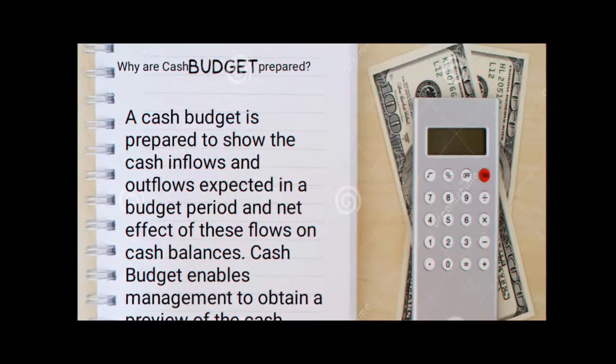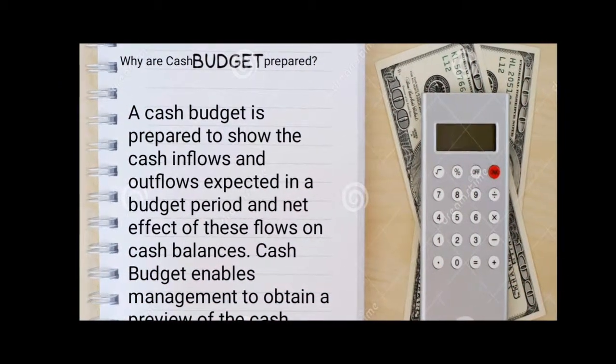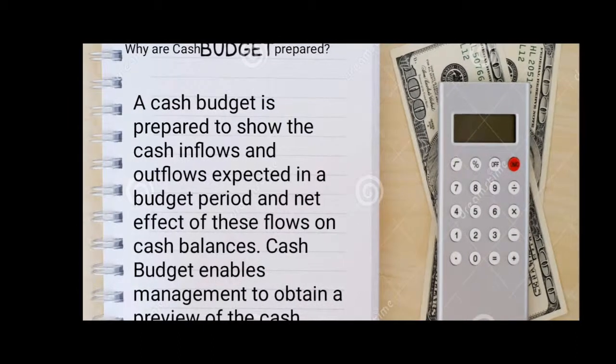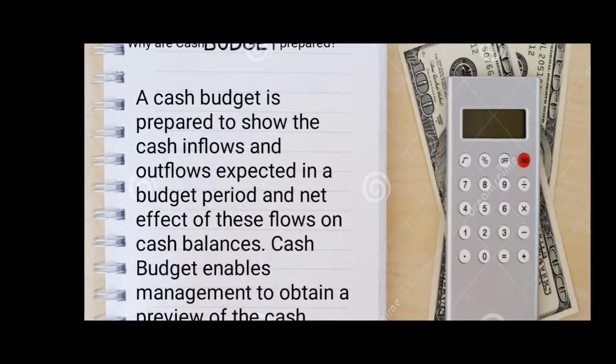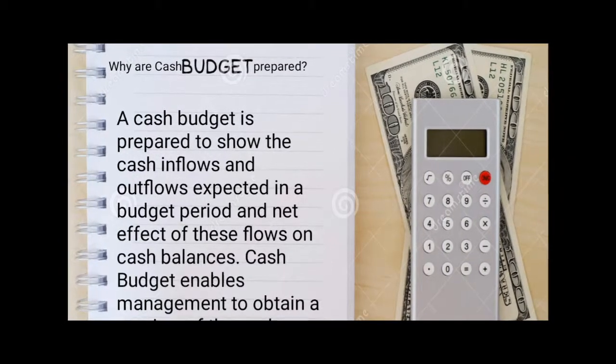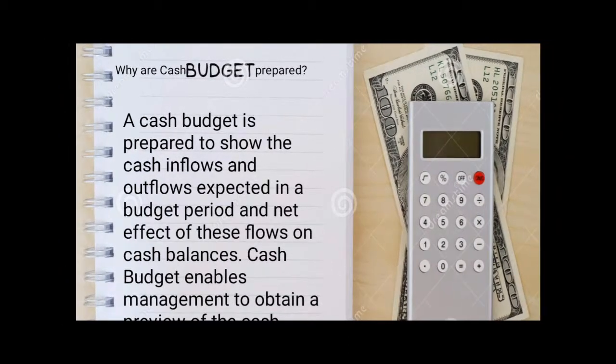And now let us identify why a cash budget is prepared. A large number of transactions that take place in a firm generate a flow of cash. The flow of cash may be into or out of the firm. Cash budget is prepared to show the cash inflows and outflows expected in a budget period and the net effect of these flows on cash balances. Cash budget enables management to obtain a preview of the cash position of the firm.